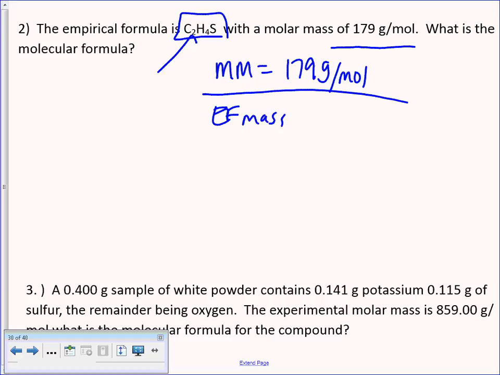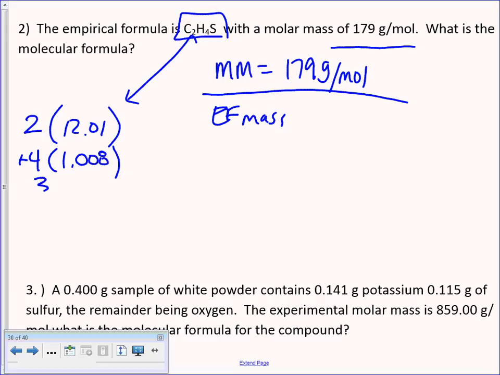So let's find the empirical formula mass. Calculator. 2 times 12.01 grams per carbon plus 4 times 1.008 for hydrogen plus sulfur 32.065. Add that up. How much do you get? And normally I'm not going to write this out for you. I'm just literally telling you what to think of on the calculator right now.